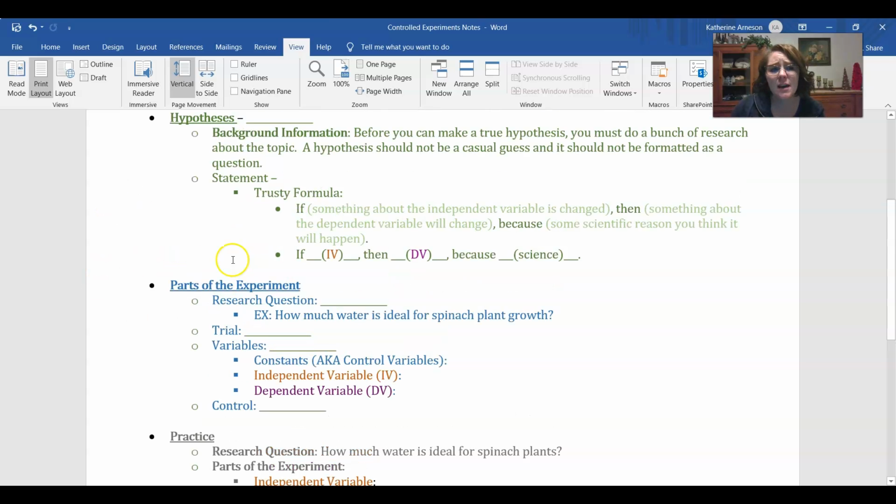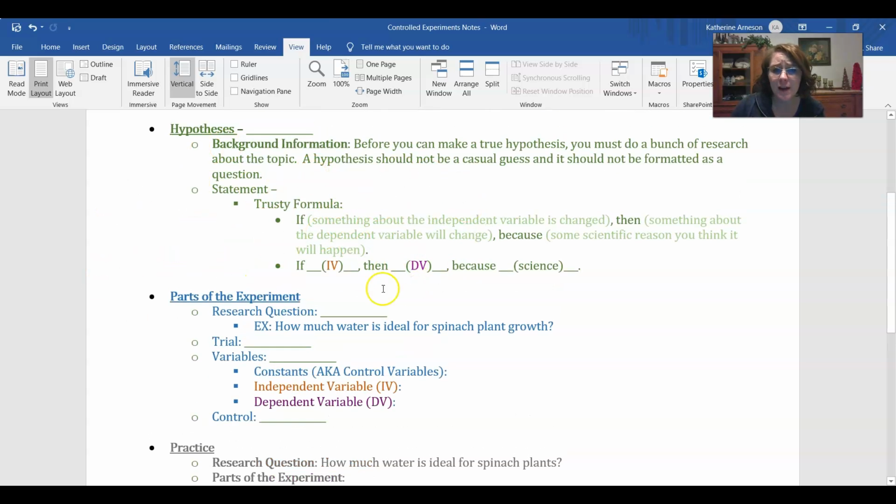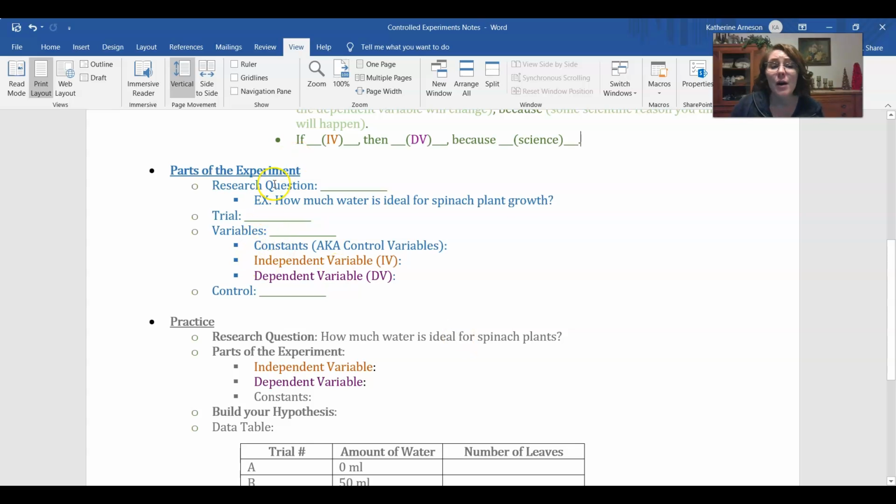All right, so that's the hypothesis. It has to have these 3 parts. You have to put them in this order, and we're going to make one in a second so that you can see how it works. Parts of the experiment. So these are things that you're going to have to think about when you're setting up an experiment. So I'm going to give you guys an example today.